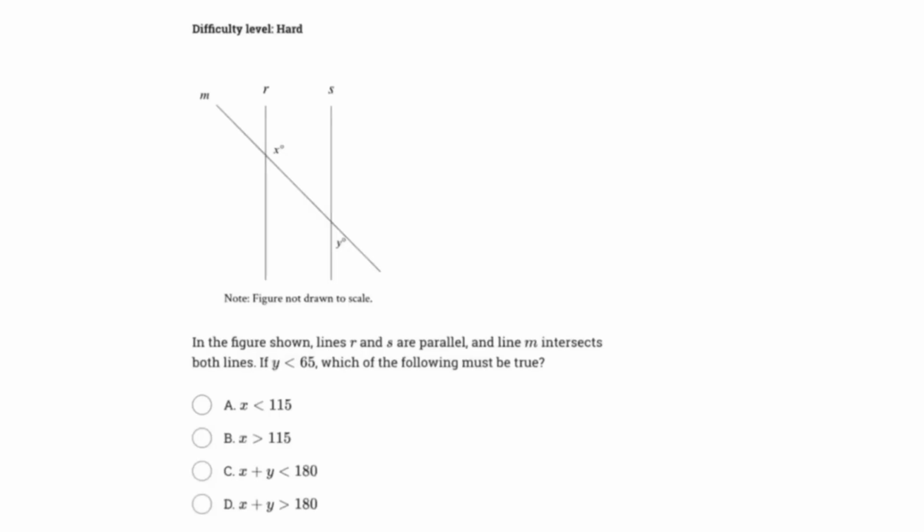In the figure shown, lines R and S are parallel, and line M intersects both lines. So we got a parallel line cut by a transversal, so we want to be thinking about vertical angles, alternate interior angles, all that stuff.